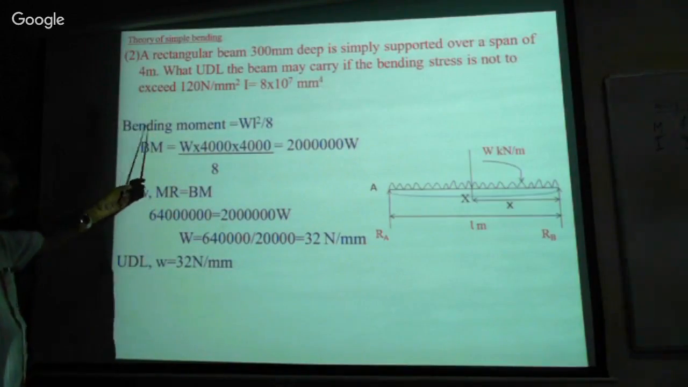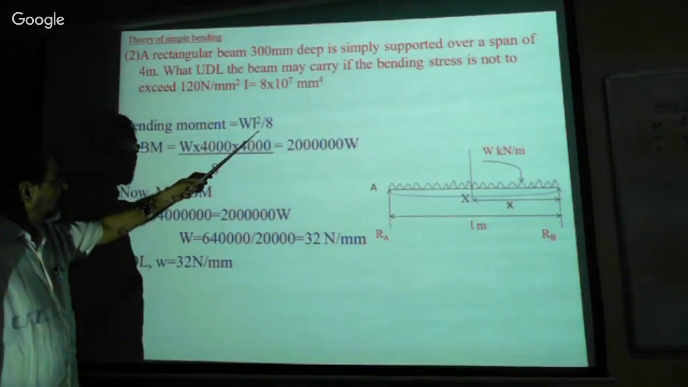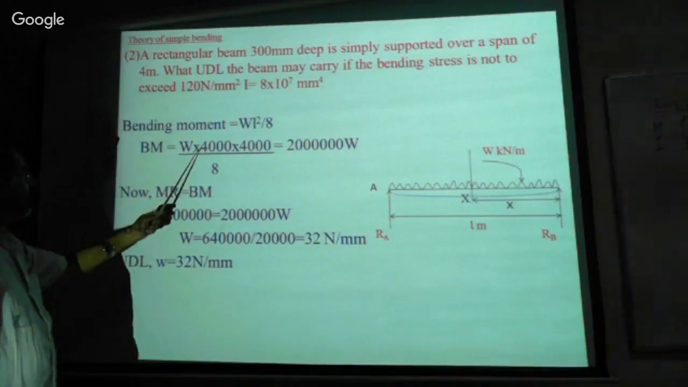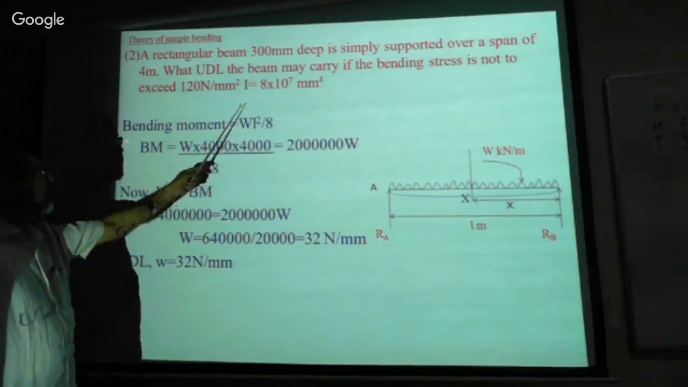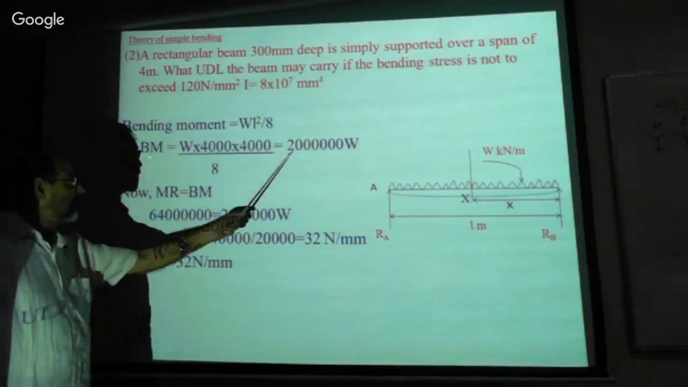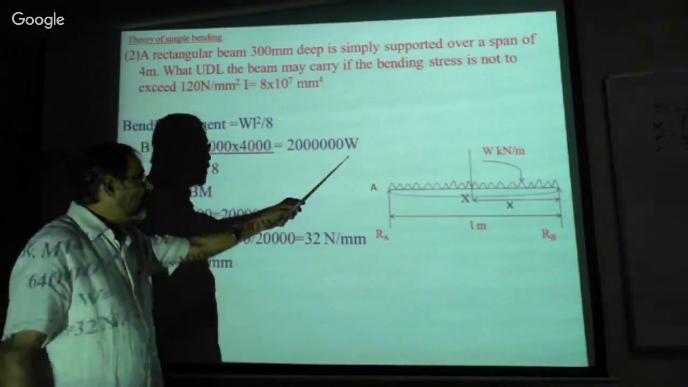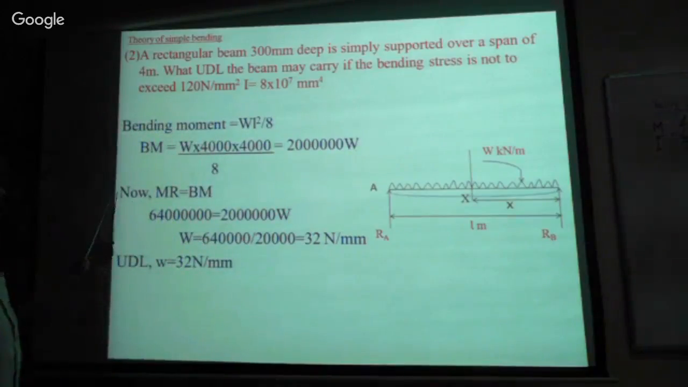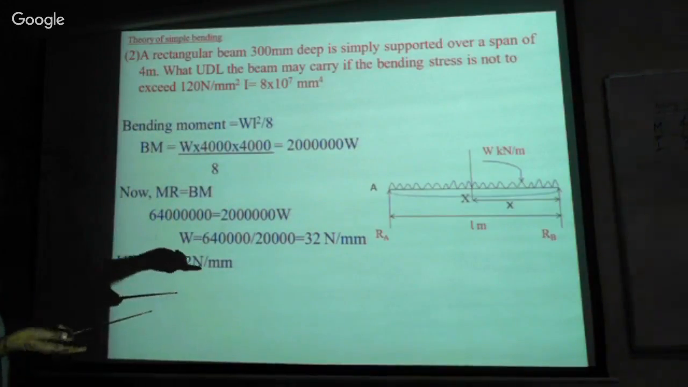First calculate the bending moment, that is WL square by 8. Bending moment is equal to WL square by 8. Substitute the given values. Now we will get the bending moment is equal to so much W Newton millimeter. Isn't it?